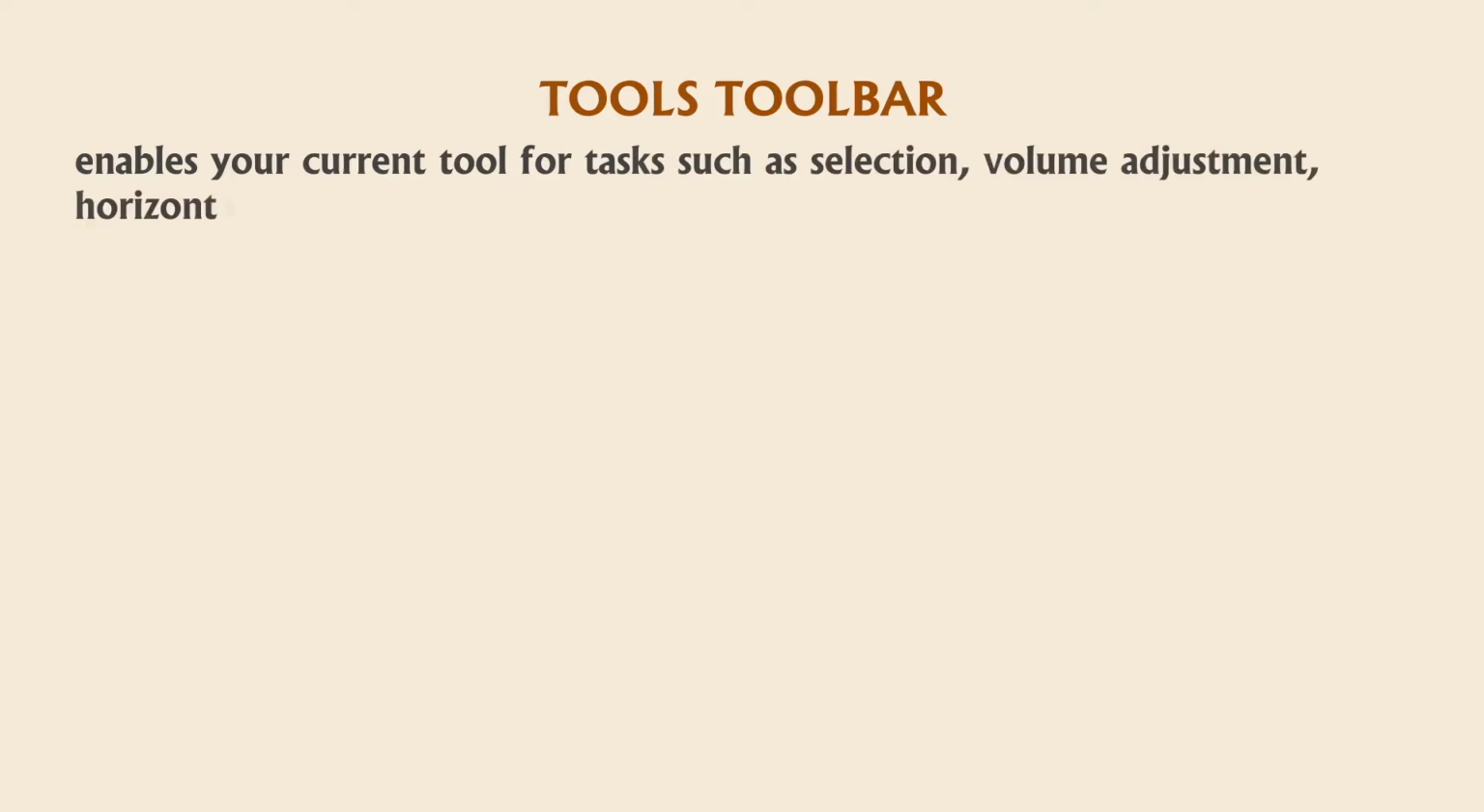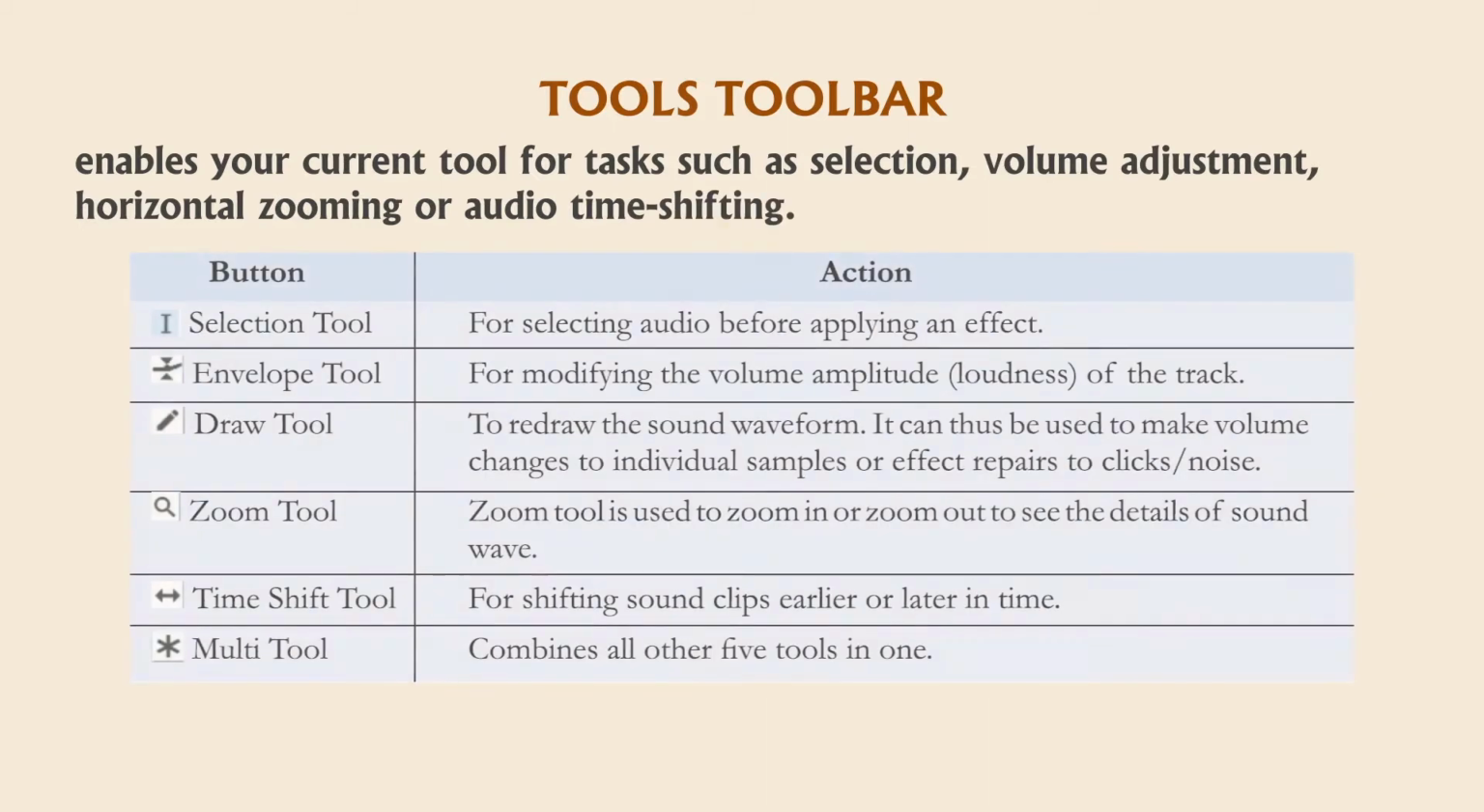Tools toolbar enables your current tool for tasks such as selection, volume adjustment, horizontal zooming, or audio time shifting. Button. Action. Selection tool for selecting audio before applying an effect. Envelope tool for modifying the volume, amplitude, loudness of the track. Draw tool to redraw the sound waveform. It can thus be used to make volume changes to individual samples or effect repairs to clicks or noise.